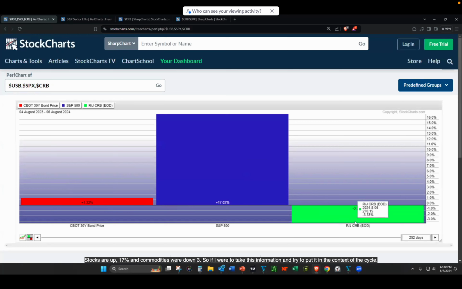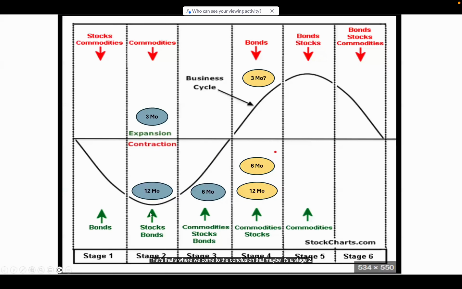So if I were to take this information and try to put it in the context of the cycle, and ask myself the question, during what stage would I see that bonds and stocks are up, but commodities are still down? That's where we come to the conclusion that maybe it's a stage 2.